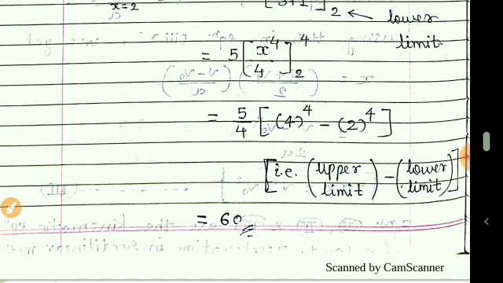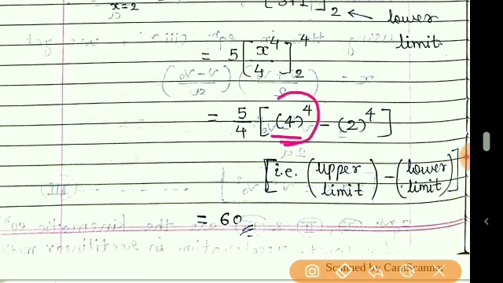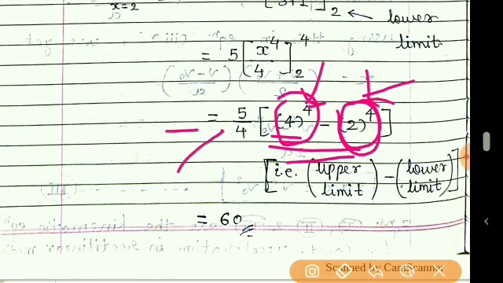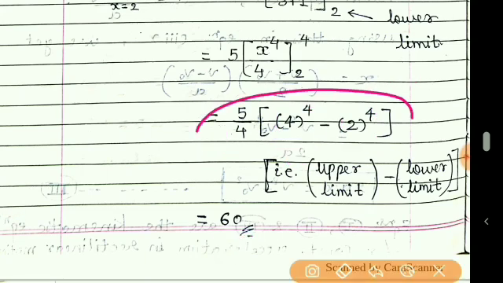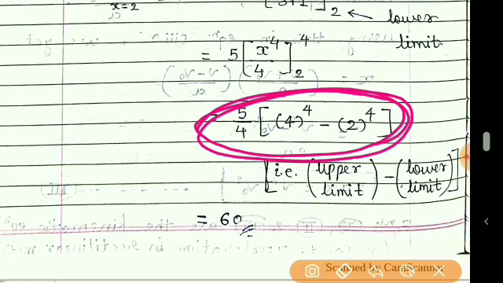Now this type of simplification you can easily do. 4 4s are 16, into 4, into 4. Why? Because the power is 4. So 4 into 4 into 4 into 4, and this 2 into 2 into 2 into 2. Then subtract this term from this term and then multiply it by this. You will get 60. So students, I hope it is not needed to be explained how this 60 came from this. You can easily do it.